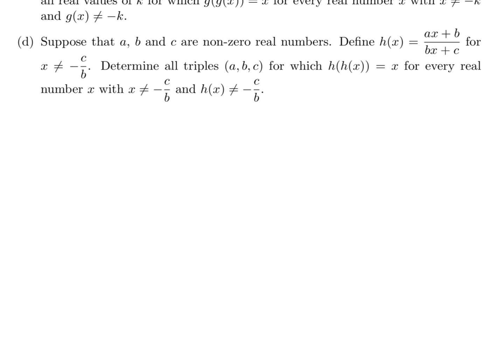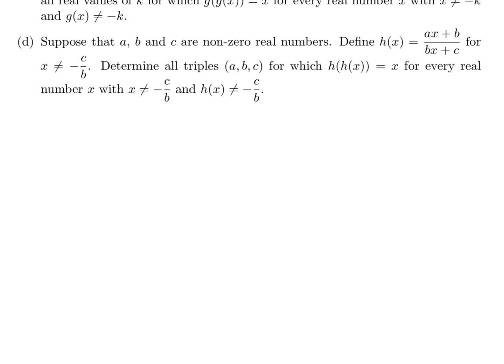Suppose that a, b, and c are non-zero real numbers. Define h at x to be (ax plus b) over (bx plus c) for x not equal to minus c over b. Determine all triples a, b, c, for which h at x equals x for every real number x.